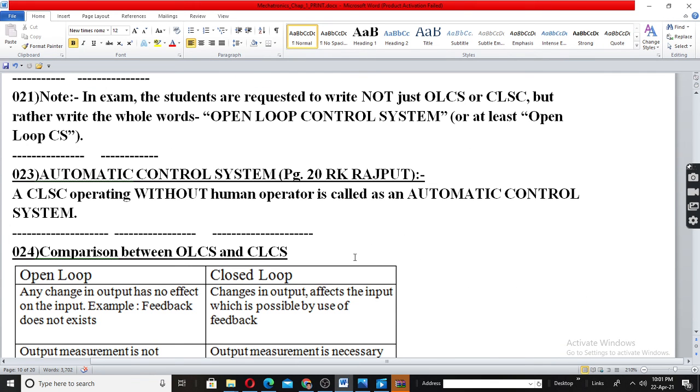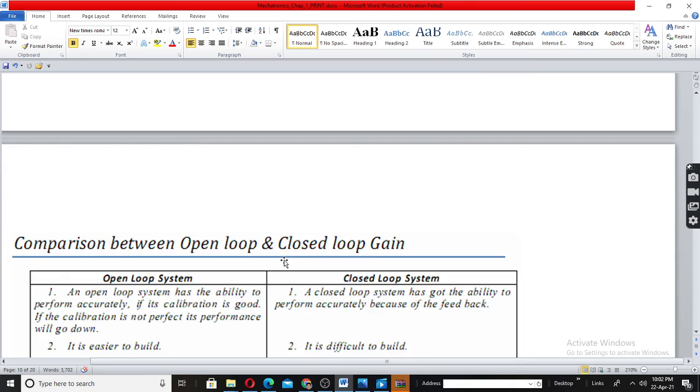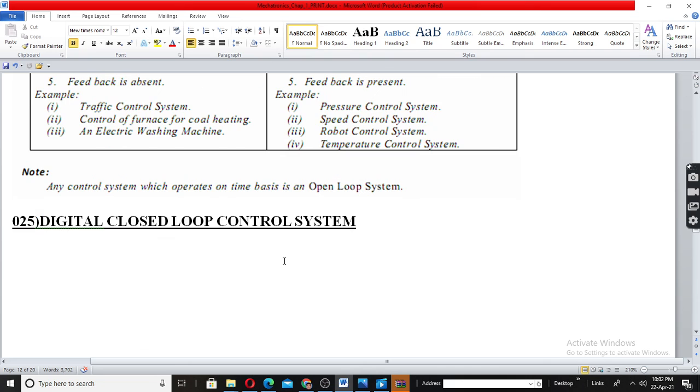Automatic control system: if there is no human operator, then a closed loop control system is called an automatic control system. An automatic control system should be a closed loop. An open loop system can never be automatic. Okay, so these are there. Fine.